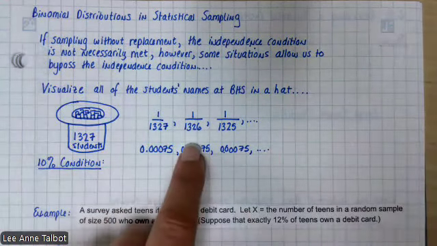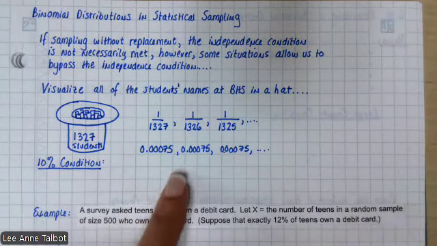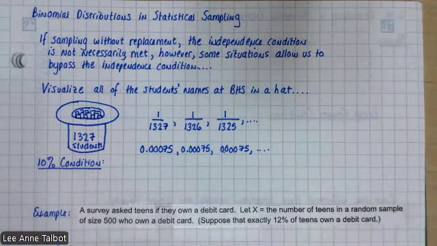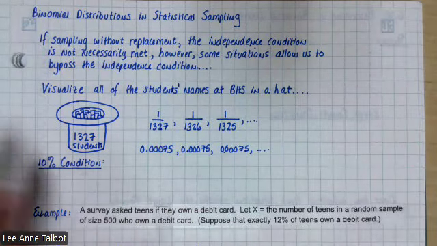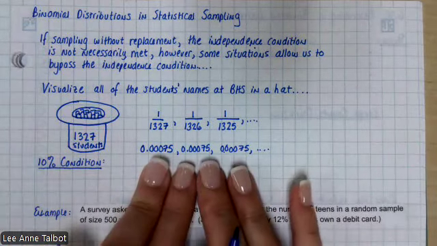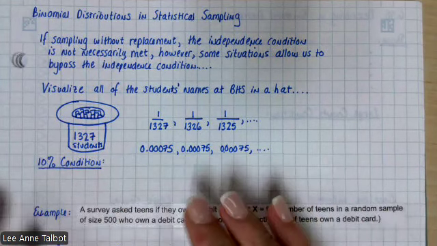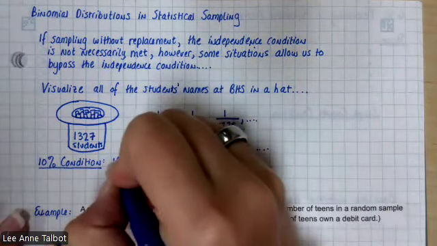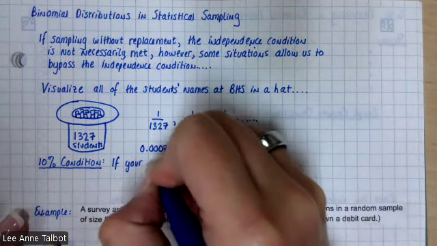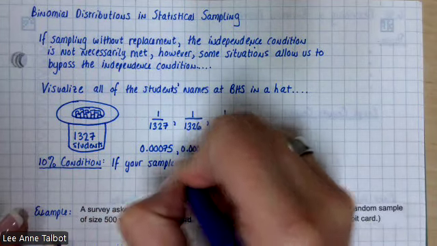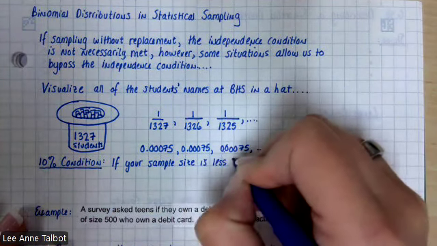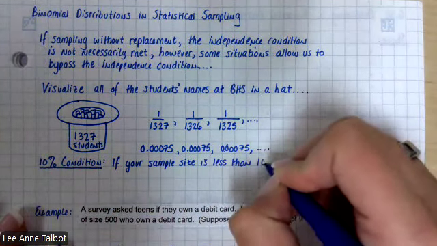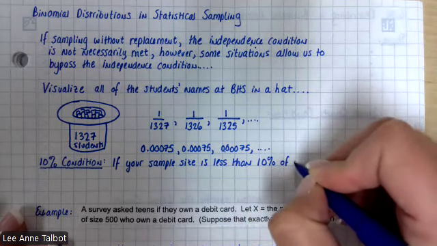Okay, now does it make sense to you that as more names get picked out of the hat, these fractions will get farther apart from each other? There's a much bigger difference between like 1/2 and 1/3. So the line is, where is it okay? Where can you assume that these are the same? And it's 10%. So if your sample size is less than 10% of your population.